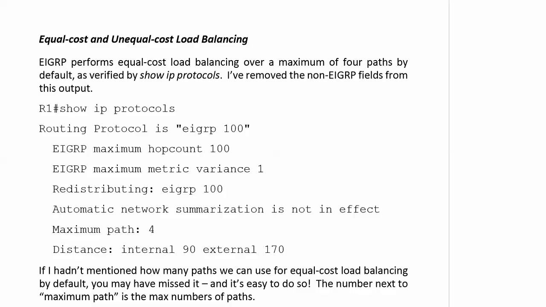The one I wanted to bring to your attention here, though, is that maximum path 4. That's how many paths EIGRP is going to use for load balancing by default. And the number next to maximum path is the maximum number of paths that it can use. You can see the default is 4. You can change that default with the maximum-paths command.